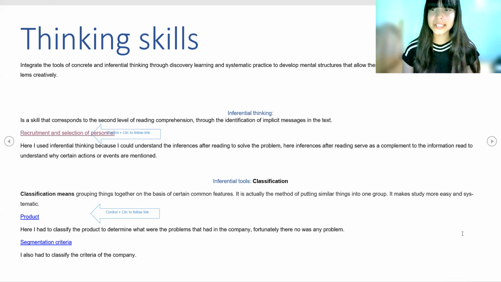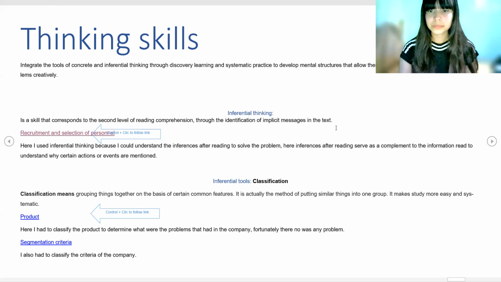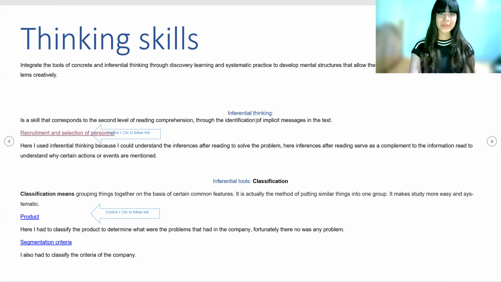This is thinking skills. And here we have to integrate our thinking skills in the project. So here we have some examples of how I included my thinking skills in my project.